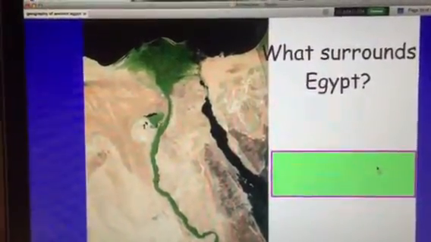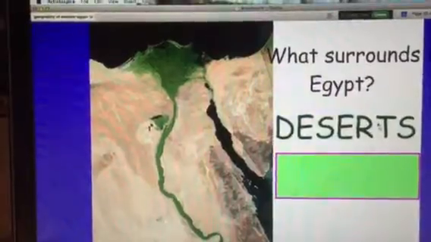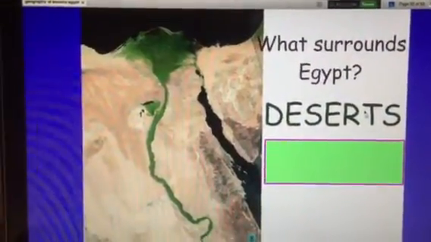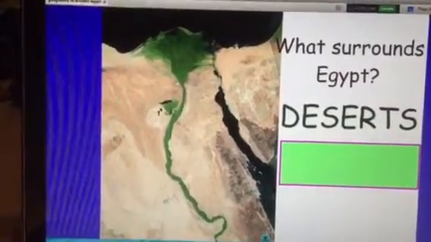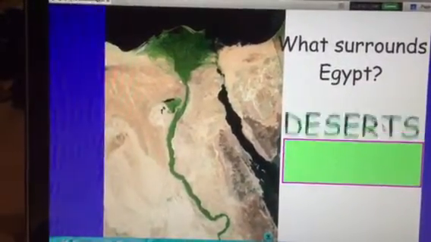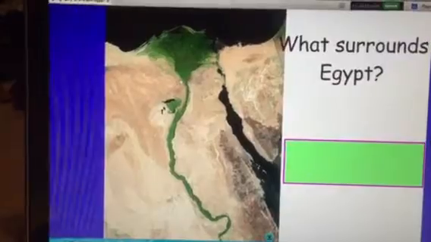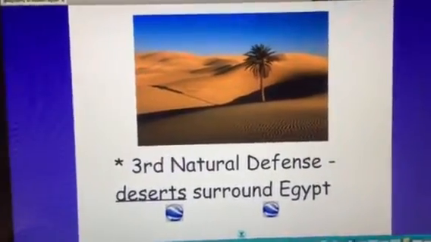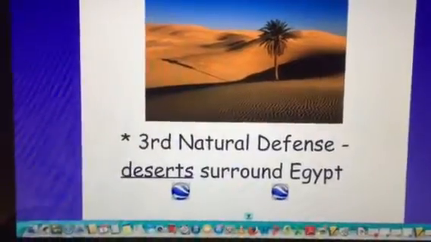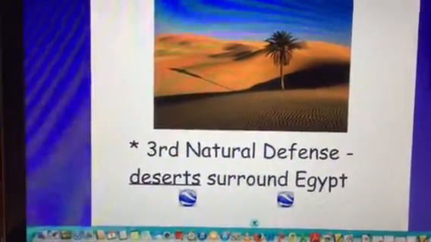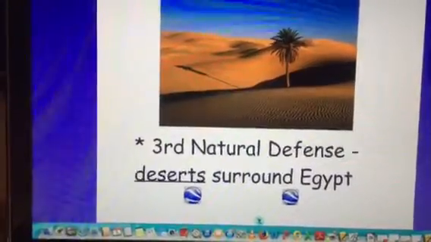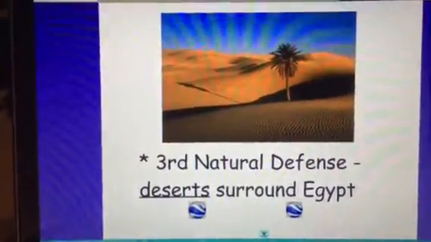Okay, so what surrounds Egypt? I just said it. Deserts. The third natural defense is deserts, because they surround Egypt. So we've talked about 3 natural defenses. One's the cataracts, 2 is the delta, and the third one is the deserts.